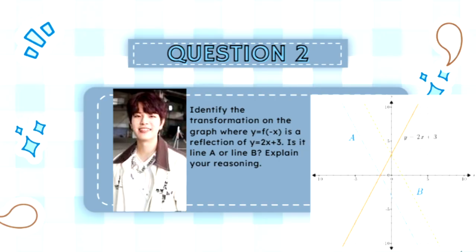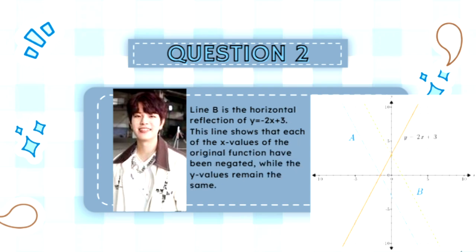Question 2, identify the transformation on the graph where y equals f(-x) is a reflection of y equals 2x plus 3. Is it line A or line B? Explain your reasoning. This is our original. We're looking for a horizontal reflection over the y-axis. You need to determine which line is the correct one. And we know that the answer has to be B because they share the same y-intercept every time.